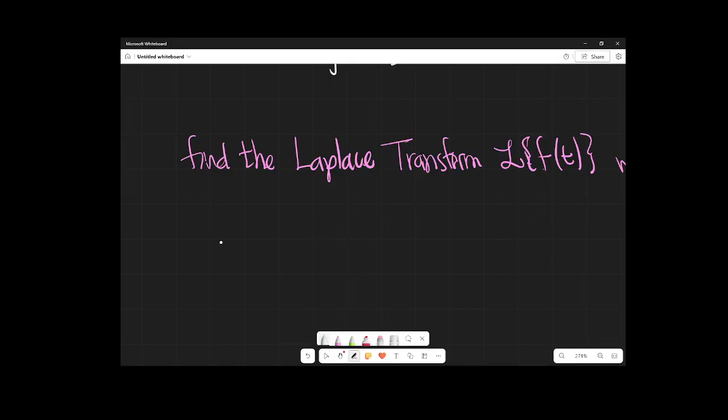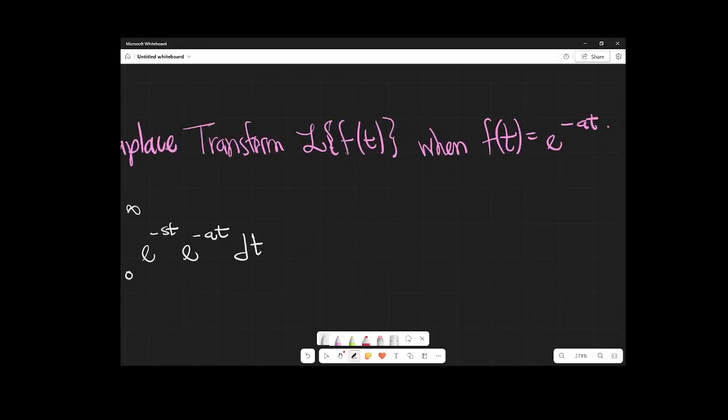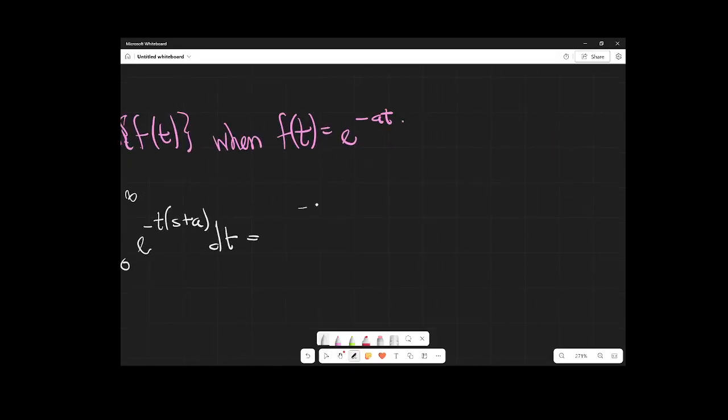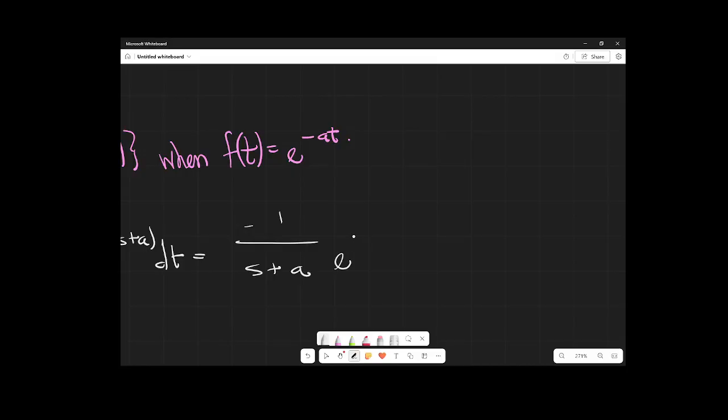So, negative at, that's the difference. Notice how we don't have a difference in the denominator anymore. And we have a negative t here, which is good for infinite integrals, right? It guarantees that they're going to converge.